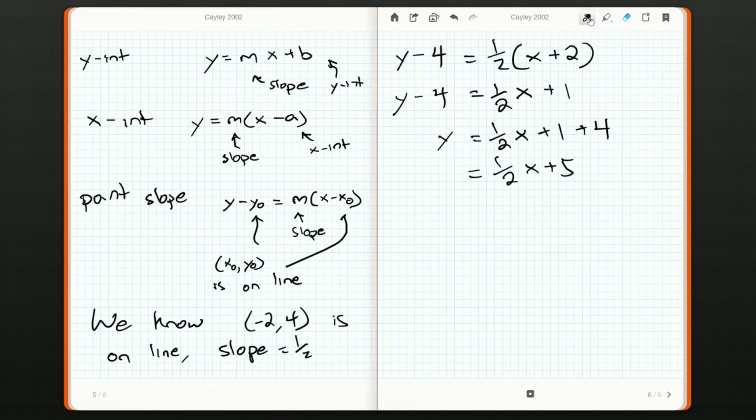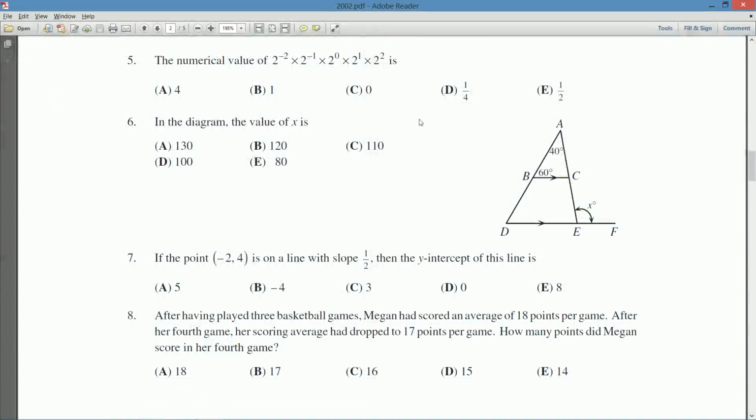So we can just very easily read off our y-intercept. We want the y-intercept here. The y-intercept is 5. So we have it in y-intercept form. If we'd wanted the x-intercept, we would have manipulated the equation and gotten the x-intercept form. So the y-intercept for this line is, there it is, A, 5.